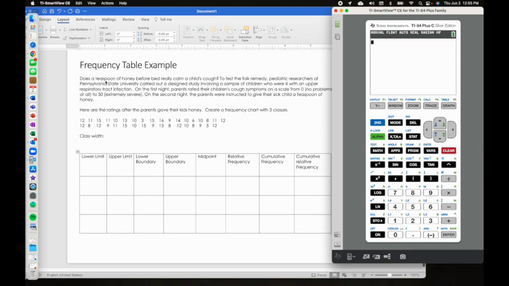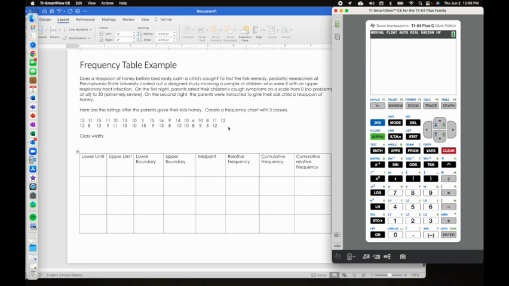So here's an example of some data that's been collected, and this is data that was collected for a rating. The question says, does a teaspoon of honey before bed really calm a child's cough? So some pediatric researchers wanted to see if this helped, and so they gave honey to kids that were sick. And then there was a rating that parents would give for the cough between 0 and 30, 0 being no problems at all, and 30 being extremely severe. So these are the ratings that the parents gave after honey was administered.